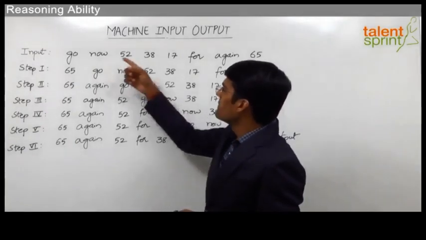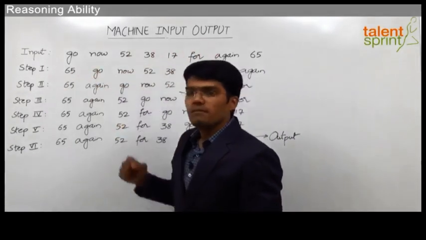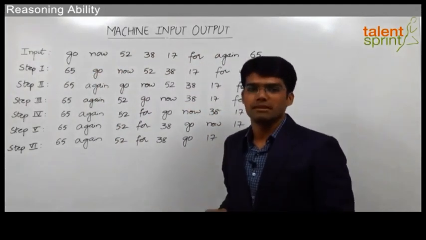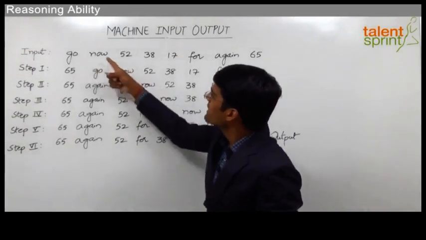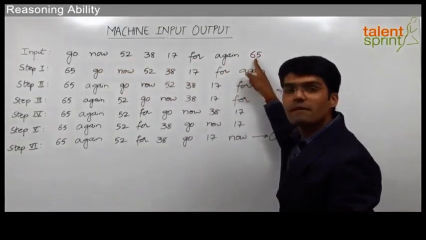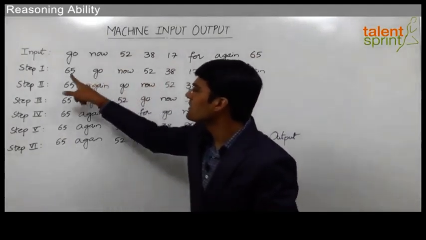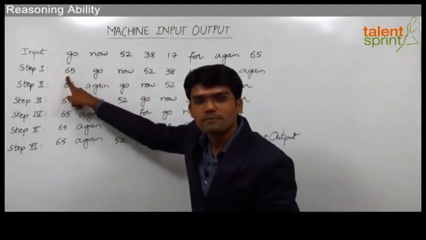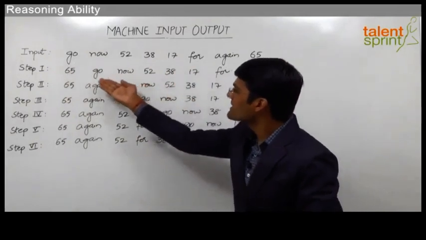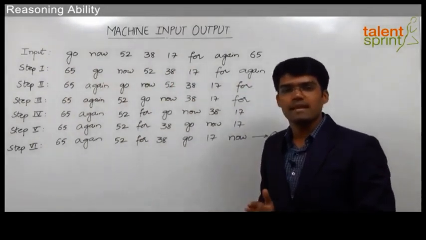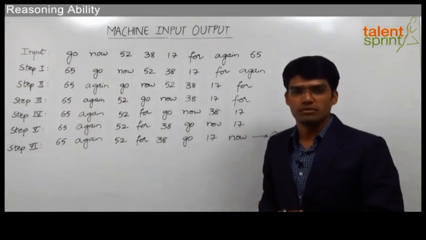So from the given input, if you look at step 1, we know that the first position should be occupied by the highest number, and that highest number in the given input here is 65. So 65 is brought from the last position to the first position in step 1. And the remaining elements are simply pushed aside. That means in each step only one element is moved.